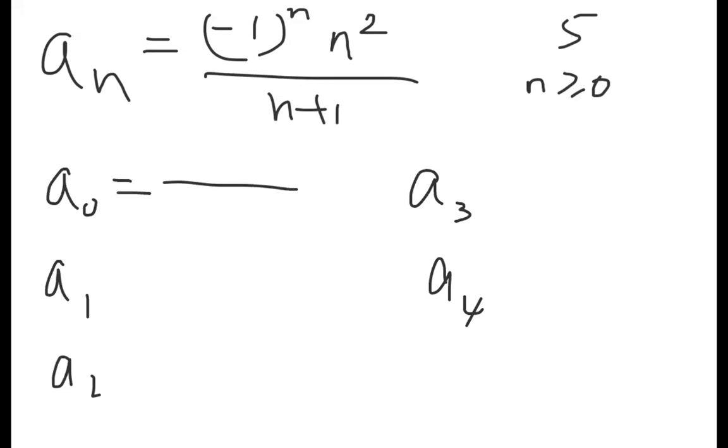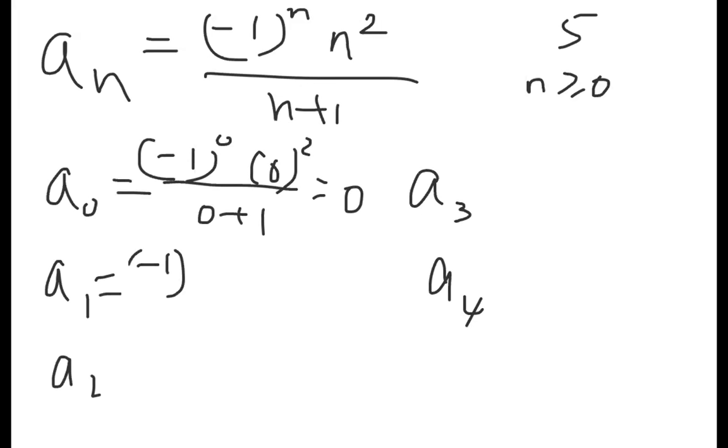Right, for A0, (-1) to the 0 times 0 squared over 0 plus 1. Well, (-1) to the 0 is 1. 0 squared, however, is 0. So 1 times 0 is 0. Right. For the second one, (-1) to the first power times 1 squared divided by 1 plus 1. (-1) to the first power is minus 1. 1 squared is 1, so it becomes minus 1 over 2.